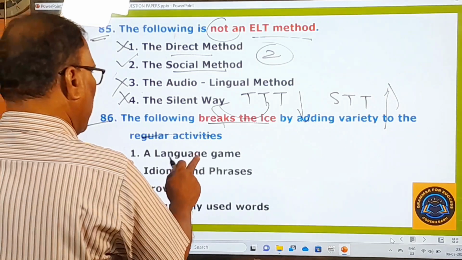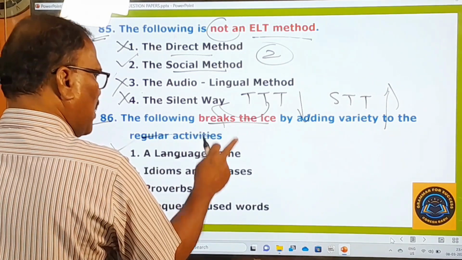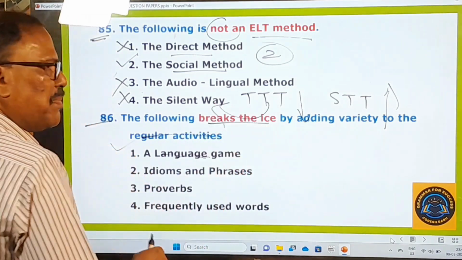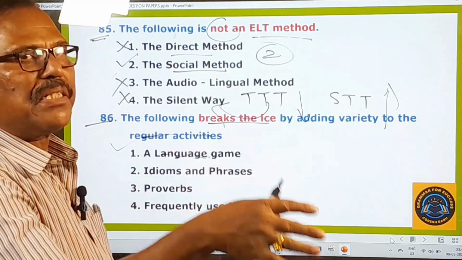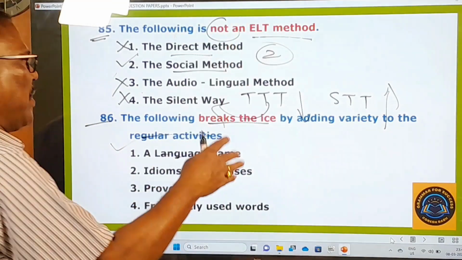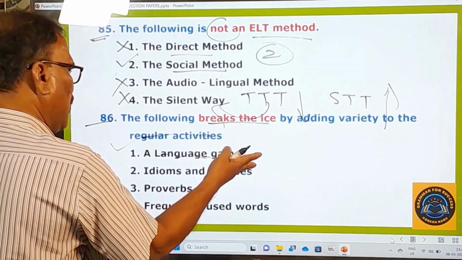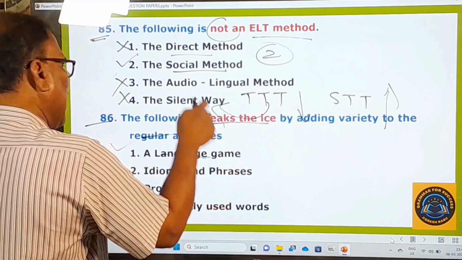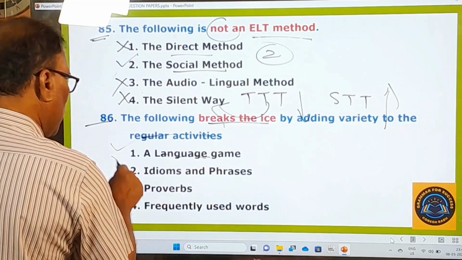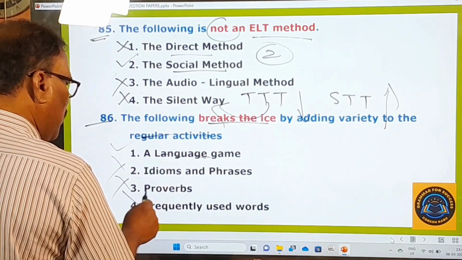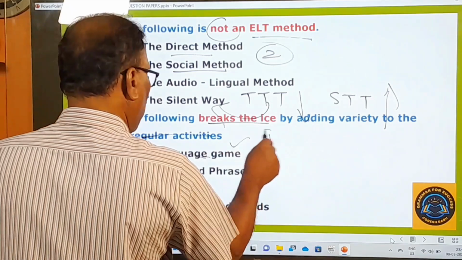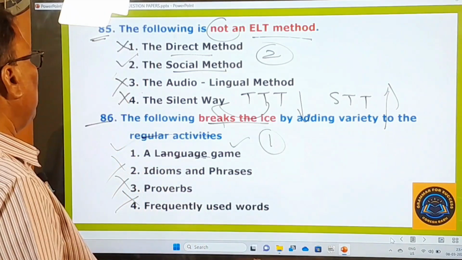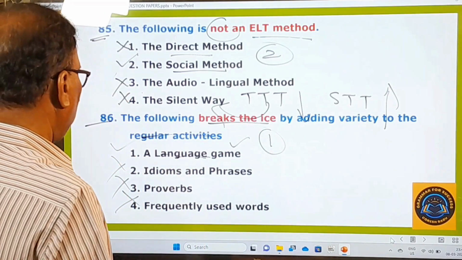What is that? A language game. A language game is something that breaks the ice, that is used to begin some program. Before the beginning of the program, a language game is generally used. So a language game breaks the ice by adding variety to regular activities. Idioms and phrases, no. Proverbs, no. Frequently used words, no. So this is your answer. All others are wrong. Let's move on to the other questions.